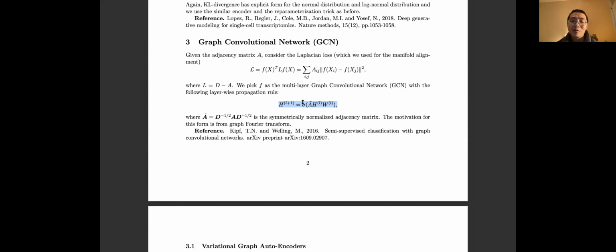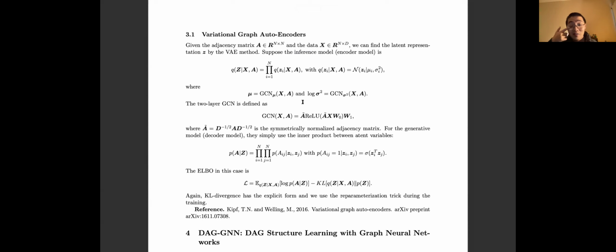And based on the graph convolutional network, we can define the variational graph autoencoder. So in this case, again, we need to focus on the inference model, encoder model, decoder model, and also the prior here. And usually the inference model or the encoder model is completely the same as before. That is, given X and A. So here A is an adjacency matrix, X is our data, and Z is a latent representation, which are the same as before. And q(Z | X, A) follows the normal distribution here.